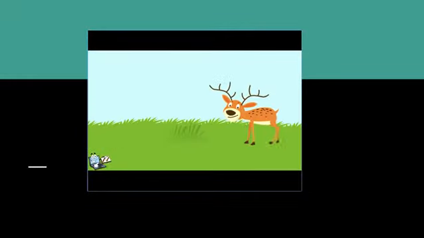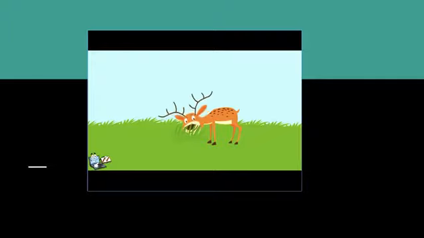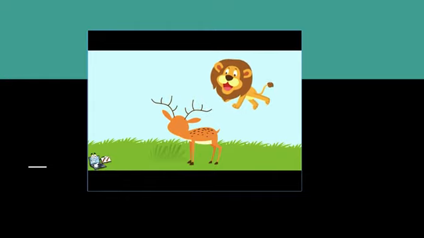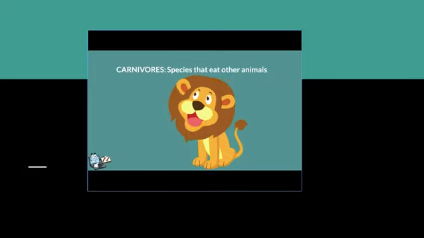Now, look closely. A deer is coming. Oh, it's eating the plant. Species that eat only plants and herbs are called herbivores. Oh my gosh, a lion is coming in and it's in an attacking mood. Lions and other species that eat other animals are called carnivores.